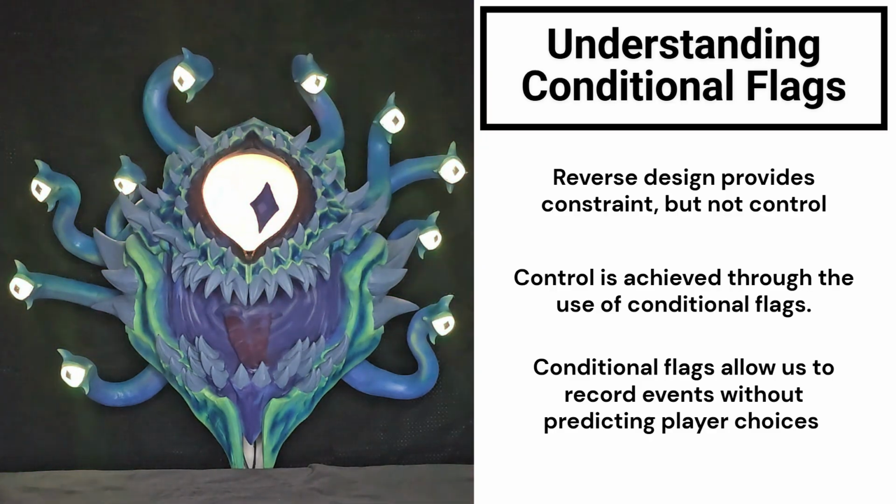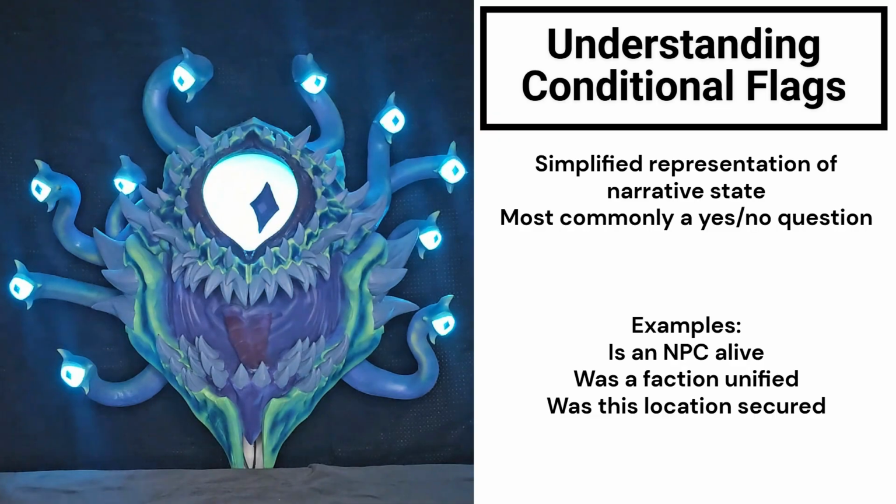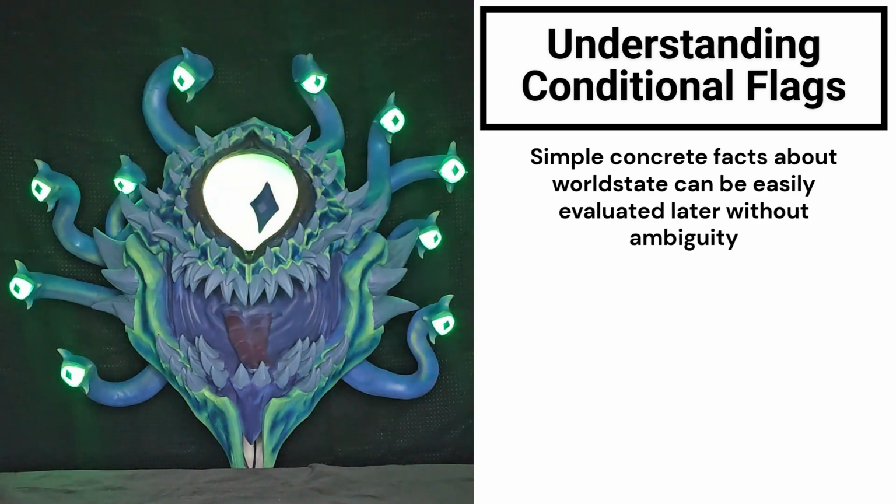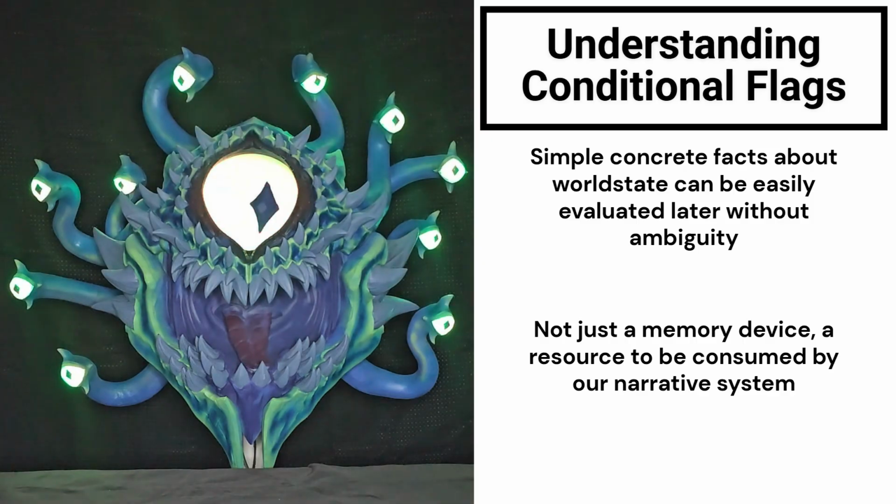A conditional flag is a deliberately simple representation of narrative state. It is a recorded condition about the world. In its most basic form, a flag answers a yes or no question. Is this NPC alive? Is this faction still unified? Was this location secured? Each of these is a concrete fact about the world. We record them as flags because concrete facts collapse cleanly. They can be evaluated later without ambiguity, reinterpretation, or narrative reconstruction. In other words, a flag is not a memory aid, instead it's a resolution material, a unit of narrative state designed to be consumed by a later system.